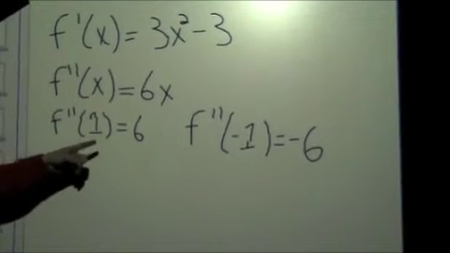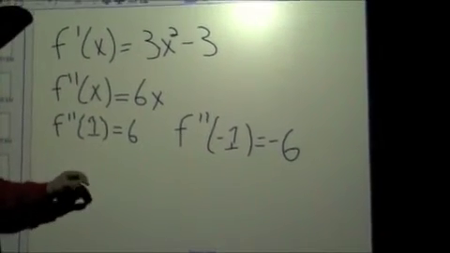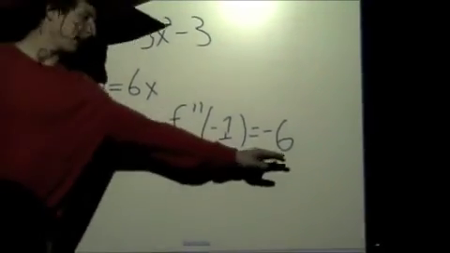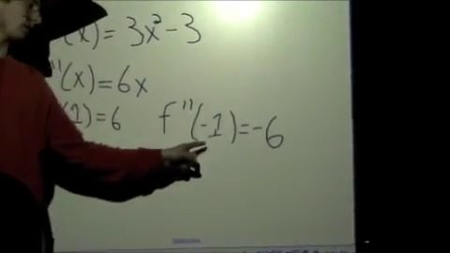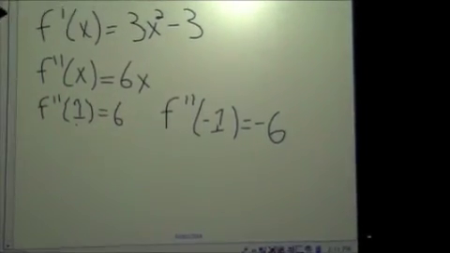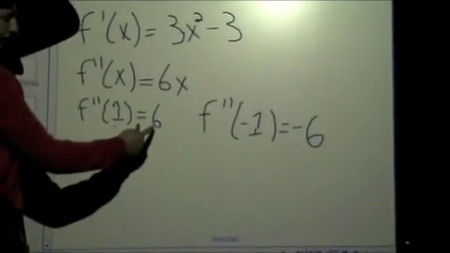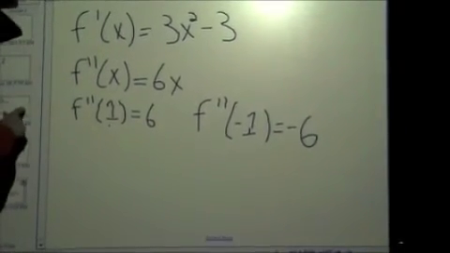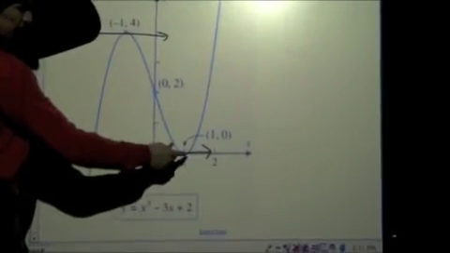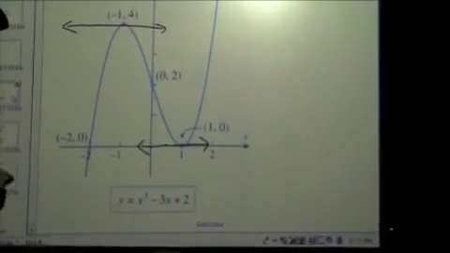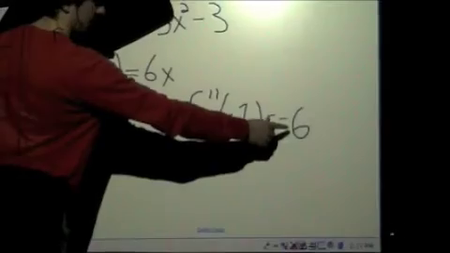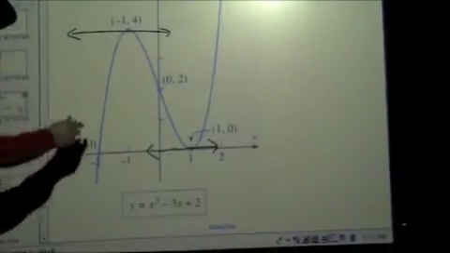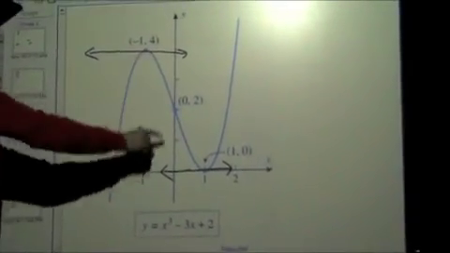This might not seem to tell you anything, but that's where the test comes in. When the value that you get is positive, that means you have a relative minimum at that value of x. When the value that you get is negative, that means at that value of x, you have a relative maximum. So at 1, we have a positive value in the second derivative, so we should have a relative minimum. When x is 1, we have a relative minimum. Now for negative 1, we got a negative value for the second derivative, so we should have a relative maximum. When x is negative 1, we have a relative maximum.